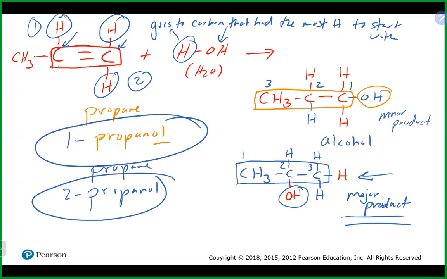So when you're adding this unsymmetrical addition and there's a difference in the number of hydrogens in that double bonded carbon, the hydrogen coming in should always end up at the carbon that started with the most hydrogens. Question on that thing.